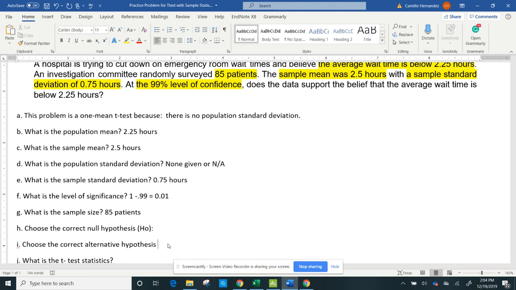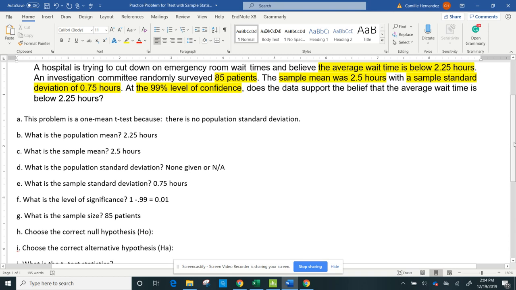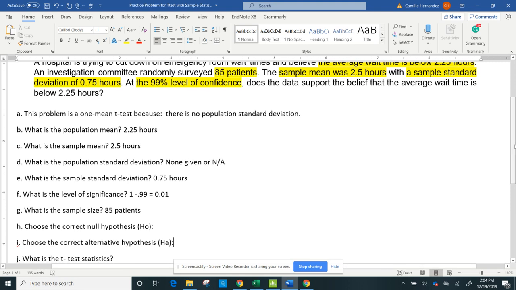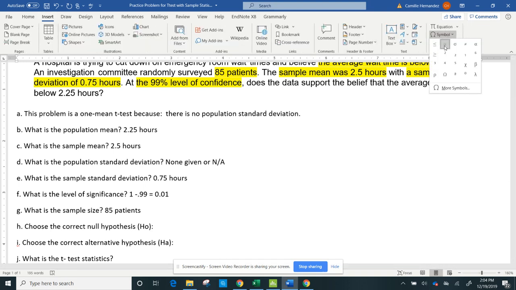Let me do this as HA. Okay, it wants below 2.25 hours. Below is the same as less than or beneath. So there's no equal sign with it, and I know that means it is going to be in my alternative. So this is going to be less than 2.25 hours. Okay, again, it's my original claim.